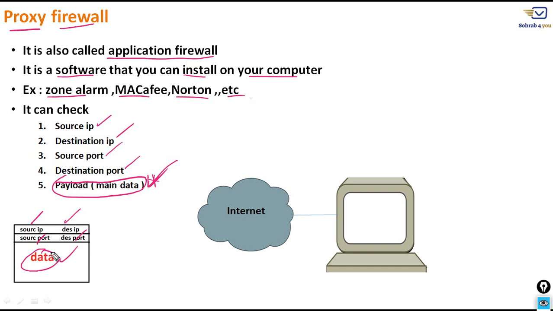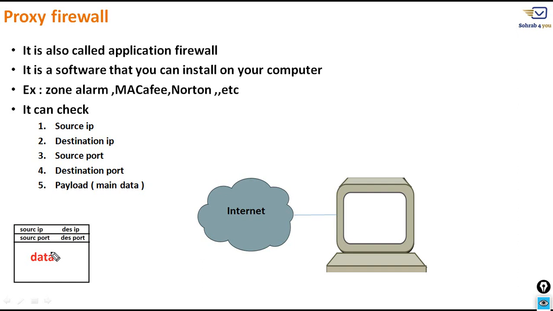What is a proxy firewall? A proxy firewall is also called an application firewall. It is software you can install on your computer. Examples of proxy firewalls are ZoneAlarm, McAfee, Norton. It's going to check most parts of the data. It can check the source IP, the destination IP, the source port, destination port, and the main data. This is called a proxy firewall. Okay, then let's move to the next one.